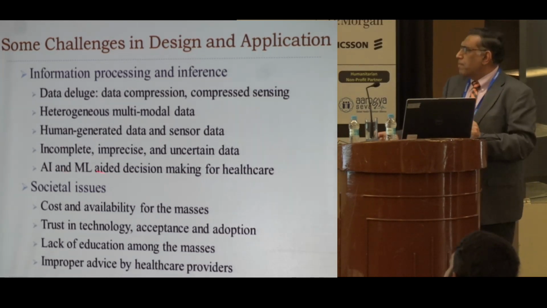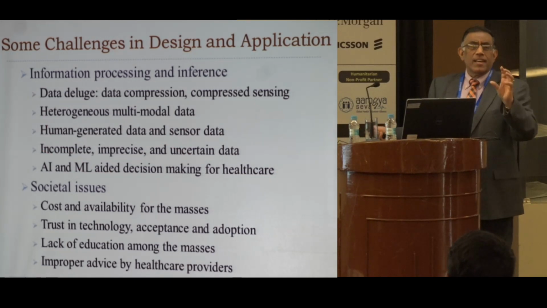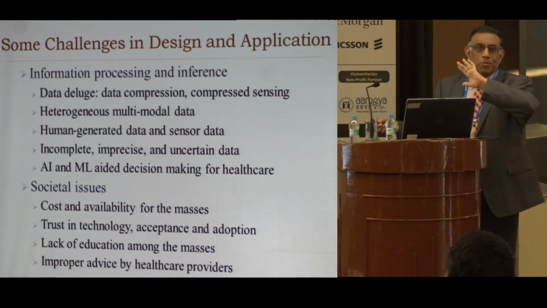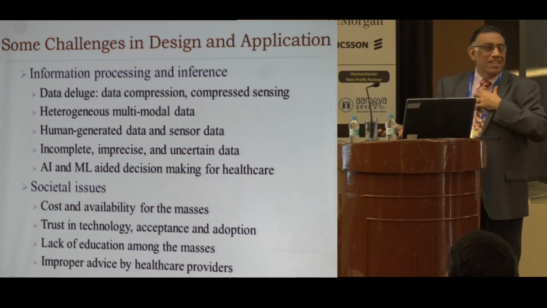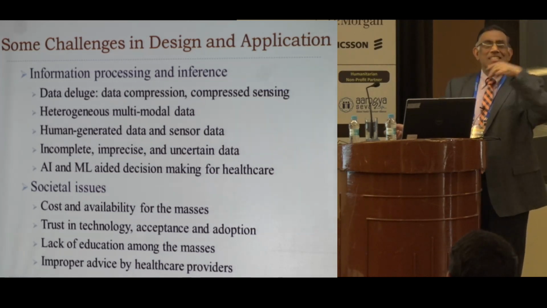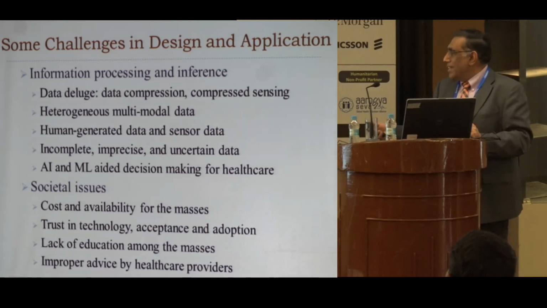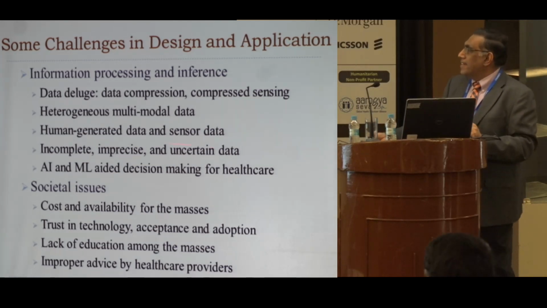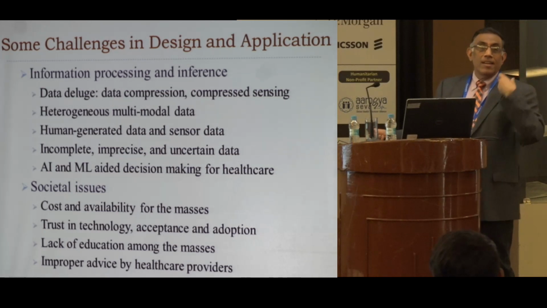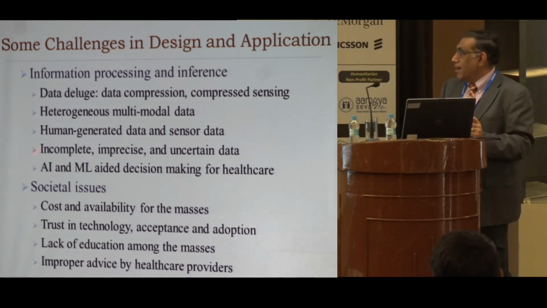So the data is incomplete, imprecise, uncertain. So once again, apps are nice. I'm sure people don't like my statement that I'm saying don't just limit to apps, go behind the scenes, but that is important. So the data is incomplete, imprecise, and uncertain. How do we model it? How do we take it into account?